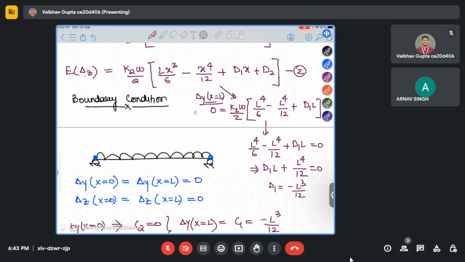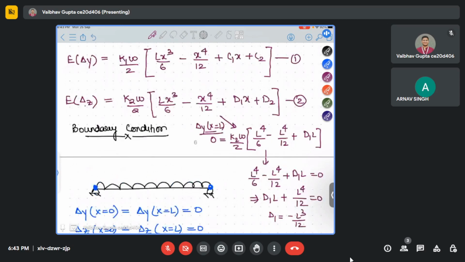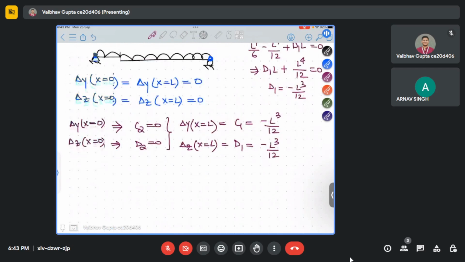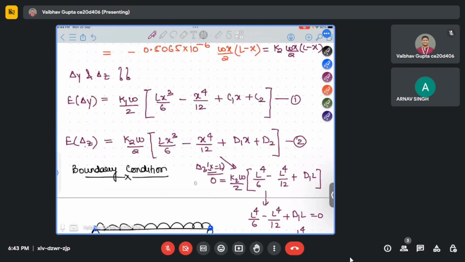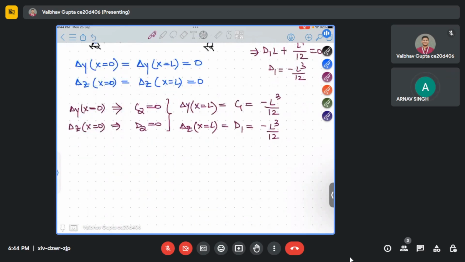Similarly for delta z also and delta y also. Okay, now we'll go ahead. Now we have got all the four unknowns, so now I will put in the values.